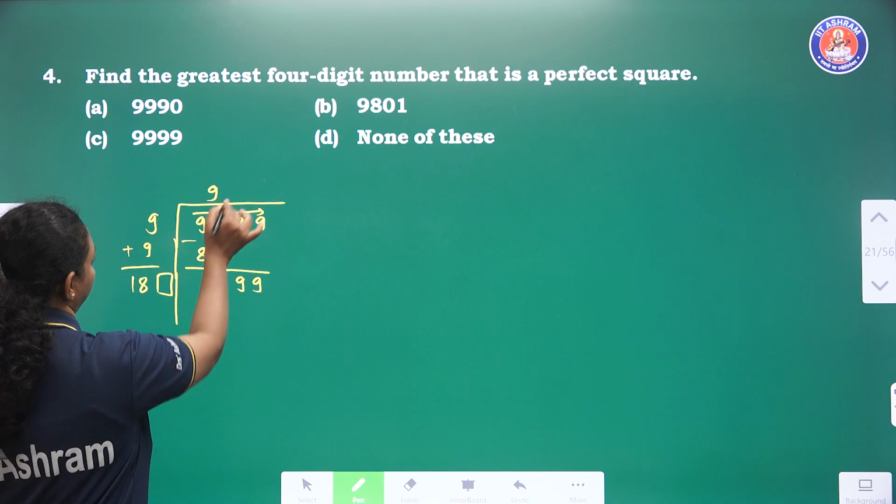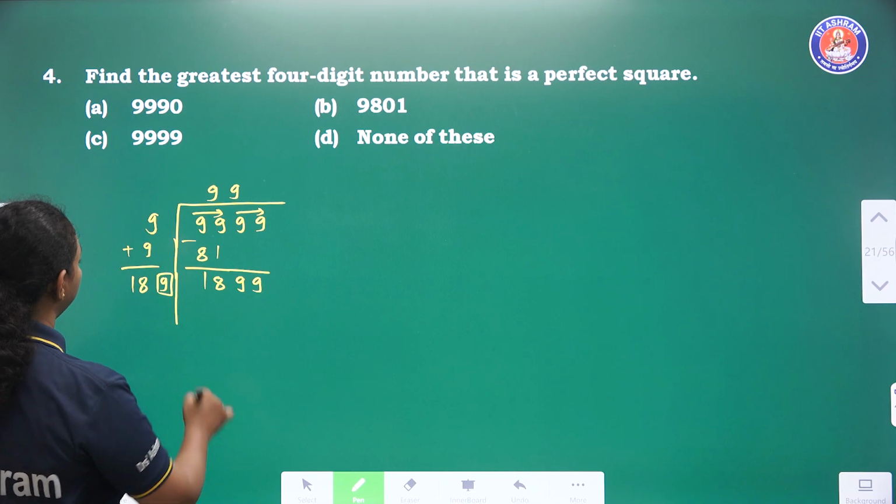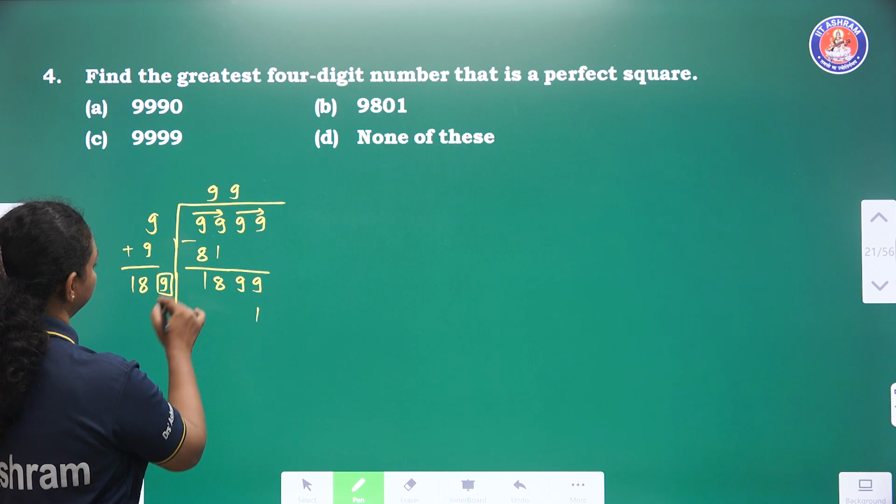भाई हमें पता है जो नंबर यहाँ लिखेंगे वही लिखेंगे, तो हमने यहाँ पर भी 9 लिखा. 9 9s are 81.